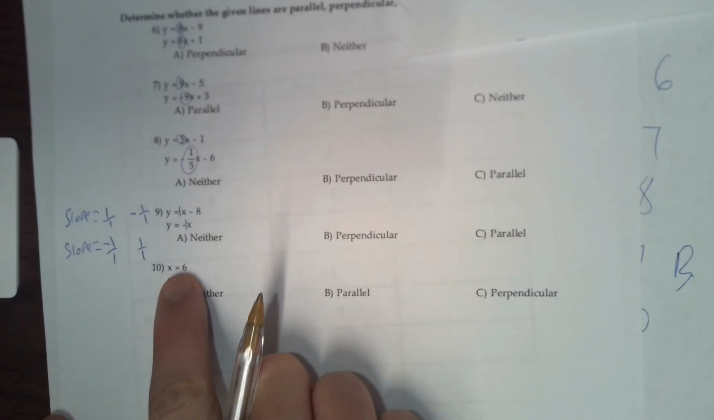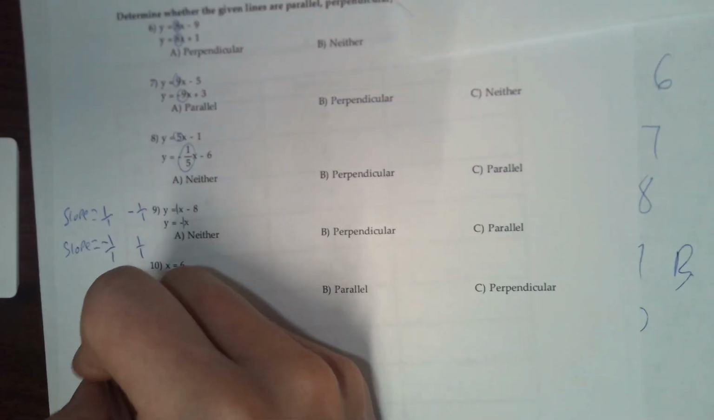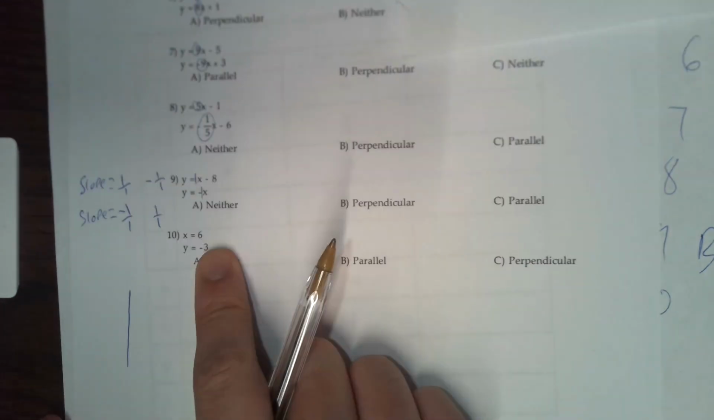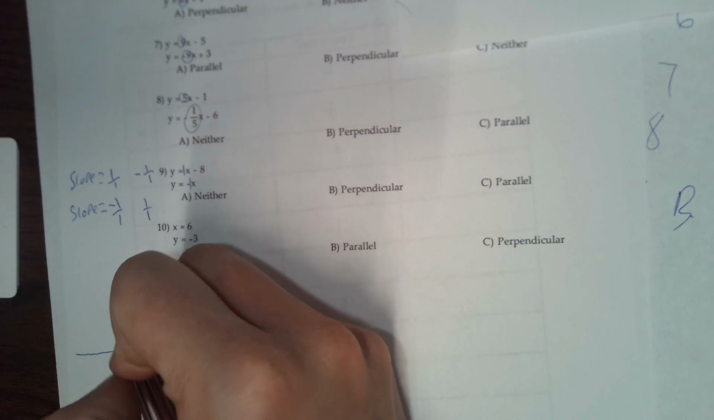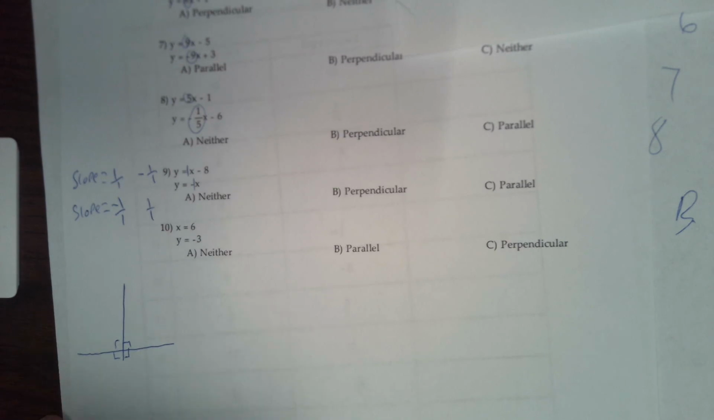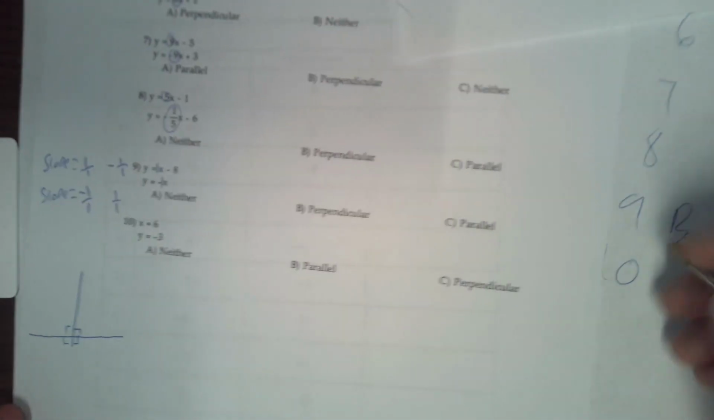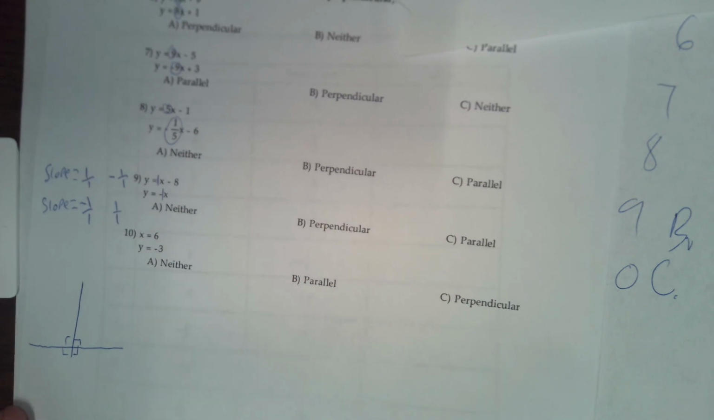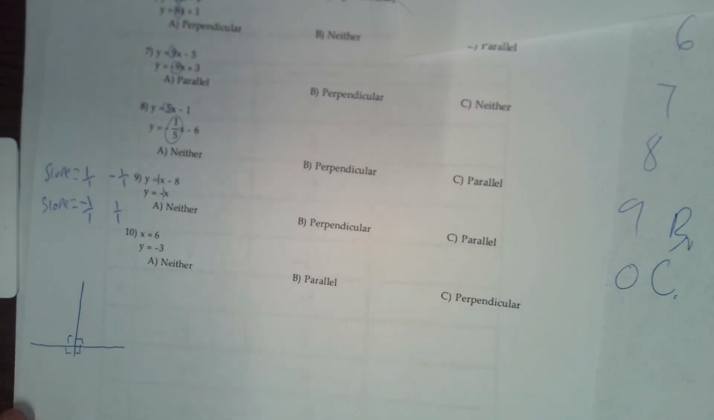Number 10 kind of works the same way. X equals 6 is a vertical line that goes straight up and down. Y equals negative 3 is a horizontal line that goes straight left and right. These lines are perpendicular because they meet and they form right angles. That's what perpendicular means. So these lines are, in fact, C, perpendicular. So you guys got the rest. Remember, this is the one assignment that you don't have to show work.